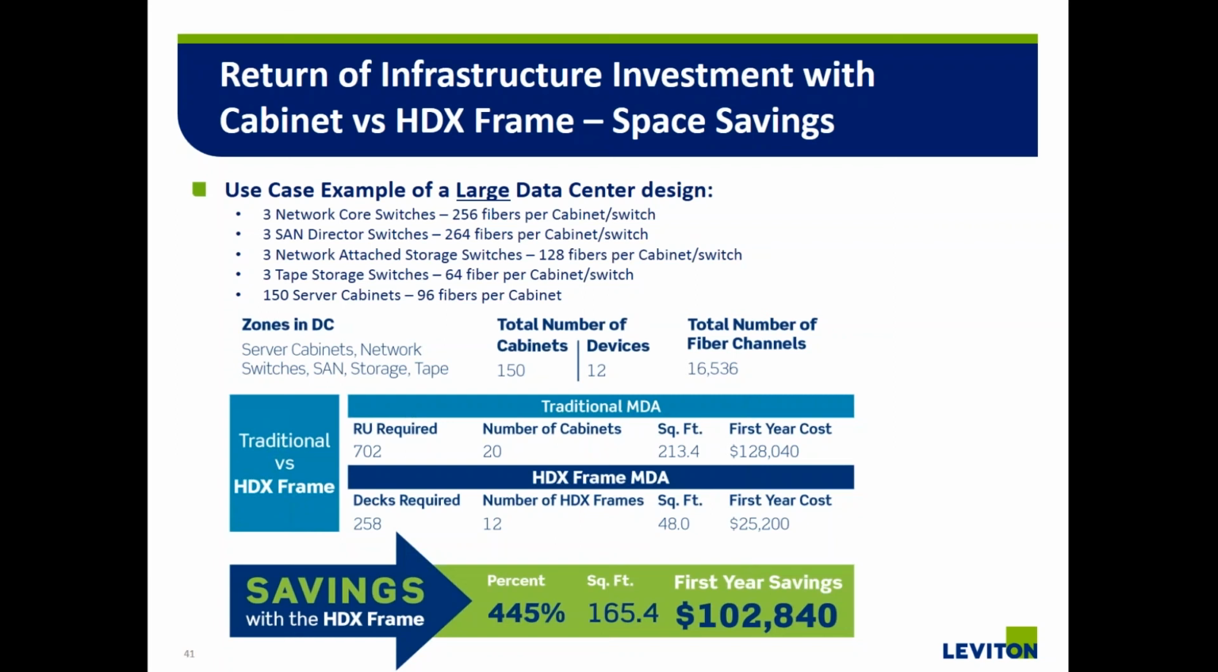In another example, for a large data center design, you can see the inputs in the bullets. In this scenario, 20 cabinets are required versus 12 HDX frames. There is 165 square feet space savings, equating to $103,000 savings in the first year. That's a lot of money saved that can be invested in revenue generating floor space.